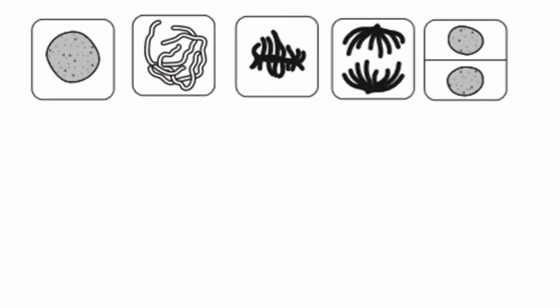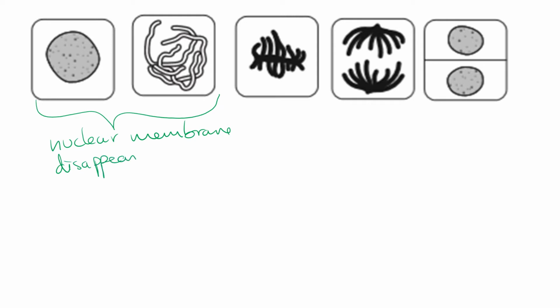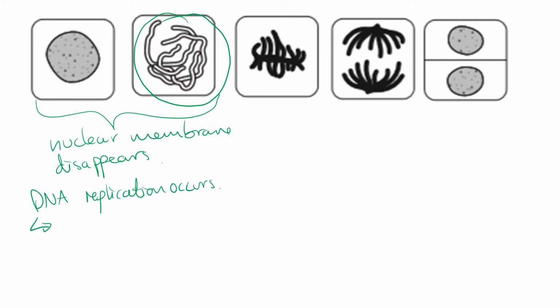Now, I just want to go through this again with a picture that looks a little bit different. So, if we look at these two pictures, what's happening here? Nuclear membrane disappears. What else is happening? Now, see in this picture how we start to see the chromosomes? That's because DNA replication is occurring. And see when we do DNA replication, each chromosome is made of two identical chromatids.